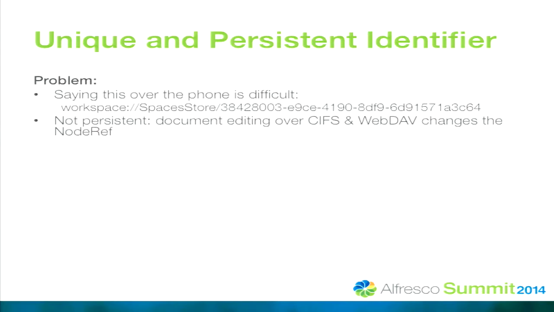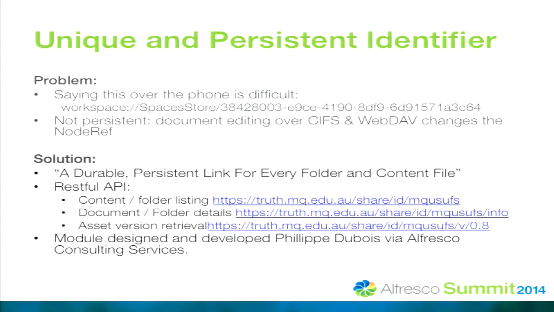So what we did was we had a concept that everything inside the system needs to have a durable identifier, which means that you edit the same thing over and over again, you move things around, you rename the file. It has to be durable, and it has to be persistent for every file and folder within the system. It has to follow a RESTful API.